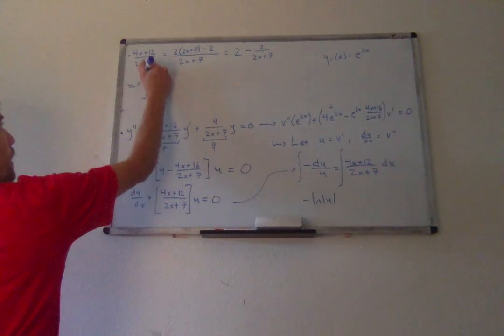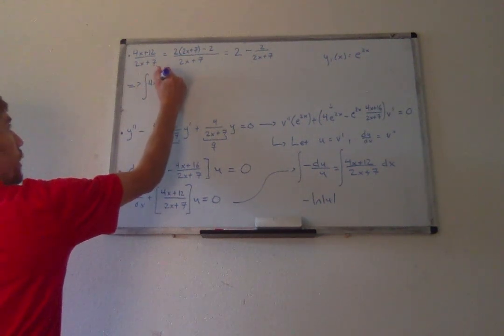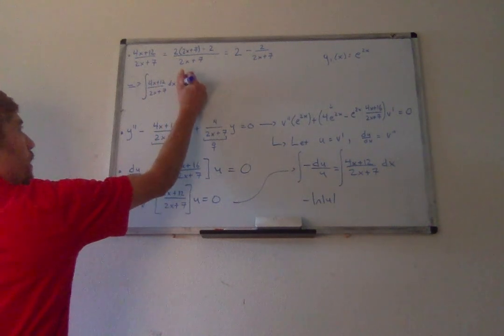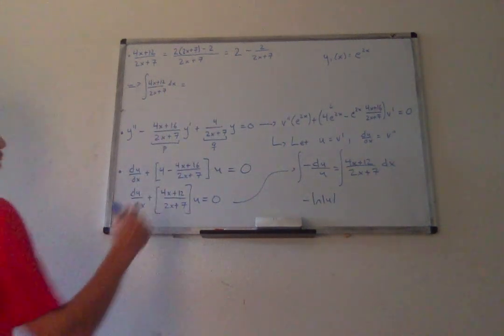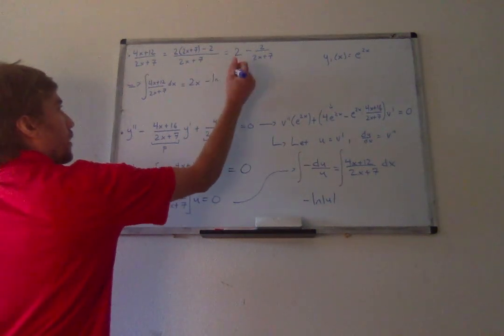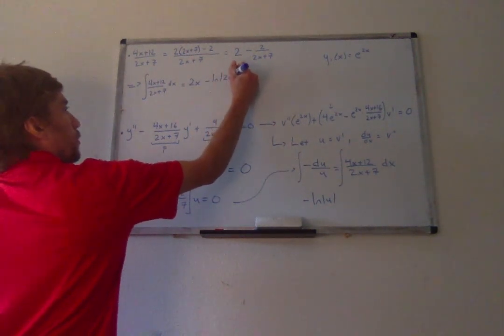So this would imply that the integral of 4x plus 12 over 2x plus 7 dx is equal to 2x minus the natural log of 2x plus 7.